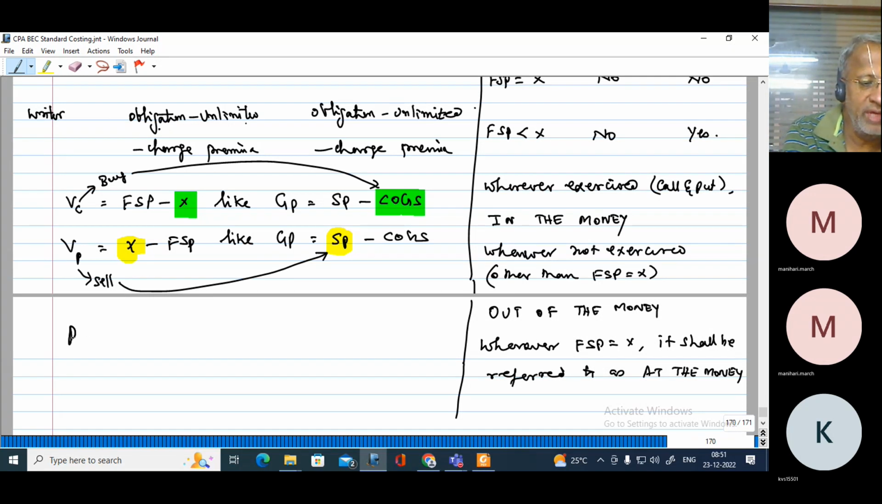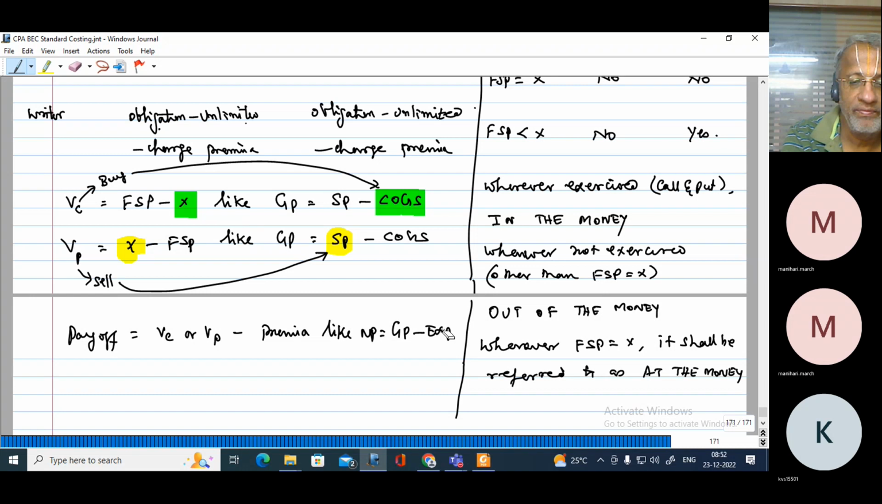There is a particular thing that we will always be referring to, called payoff. Payoff is nothing but value of the call or value of the put minus premium. This is like net profit. Net profit is equal to gross profit minus expenditure.